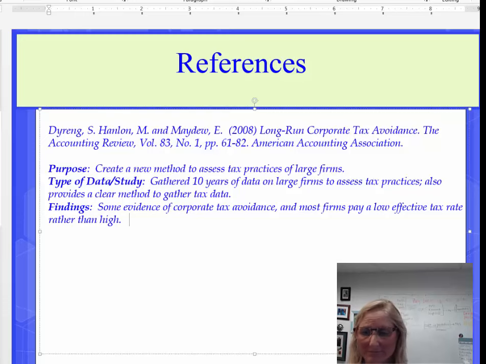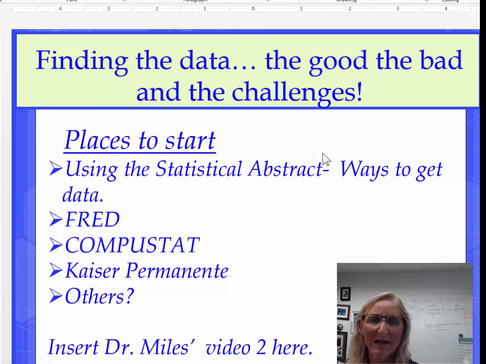So let's take a quick look at some ways to find data. But I can't emphasize enough how important it is to first decide on your topic. You can't let the data drive the topic. So you really, really, really want to find the topic first. So once you're pretty settled on a topic, now you can begin by looking at some basic things. I'll show you the statistical abstract, and I also have another video on that, but I'll throw some other stuff into this.